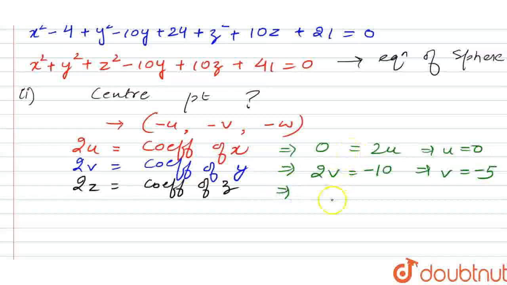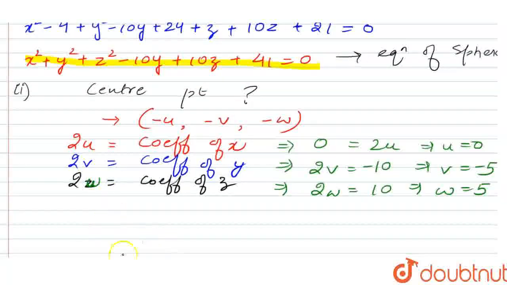And the coefficient of z is 10. So 2w will be equal to 10 and so w is equal to 5. So our center point will now become minus u, minus v, minus w. So minus 0 will be 0, minus v will be minus of minus 5, so it will become plus 5, and w will become minus 5. So this is our center point.